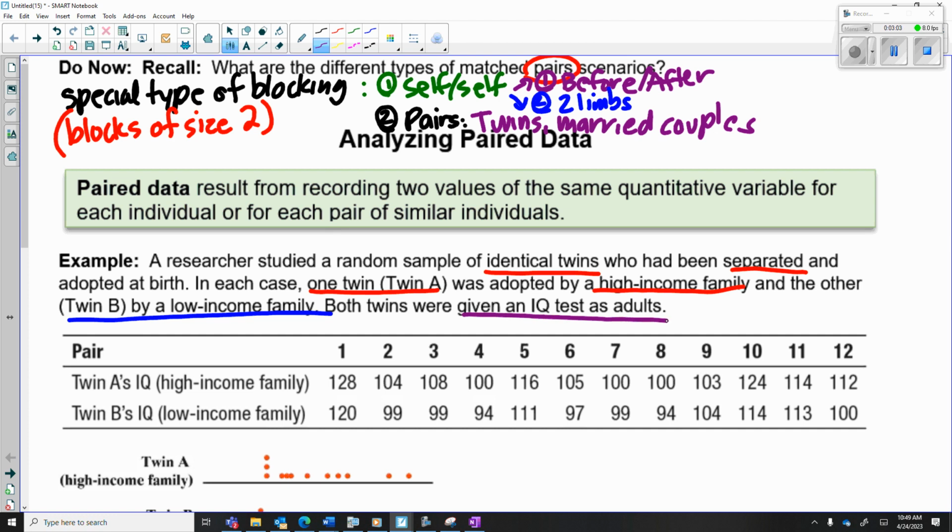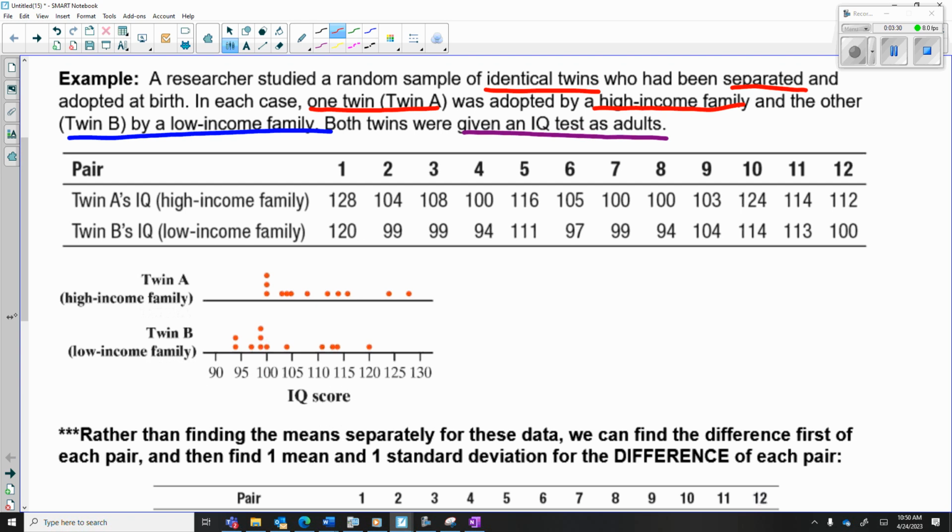So this is an example of pairs, in this case twins, who should be as similar as possible with respect to their genetics. So if we were to compare their IQs to each other, you would think that at least they're very similar because they have the same genetics, okay? And then the thing that we're measuring is their IQ, and we're thinking that maybe the high income or the low income background could play a role. So basically what you see is these numbers 1 through 12 represent the pairs of twins. And each one is separated into twin A or twin B, high income, low income, high income, low income.